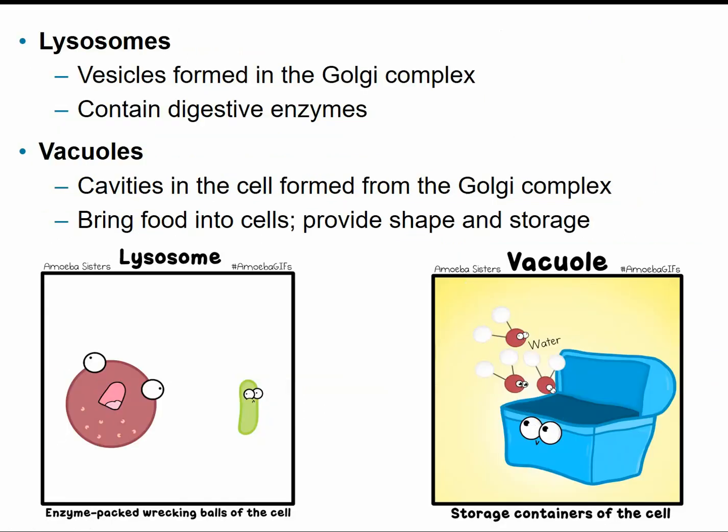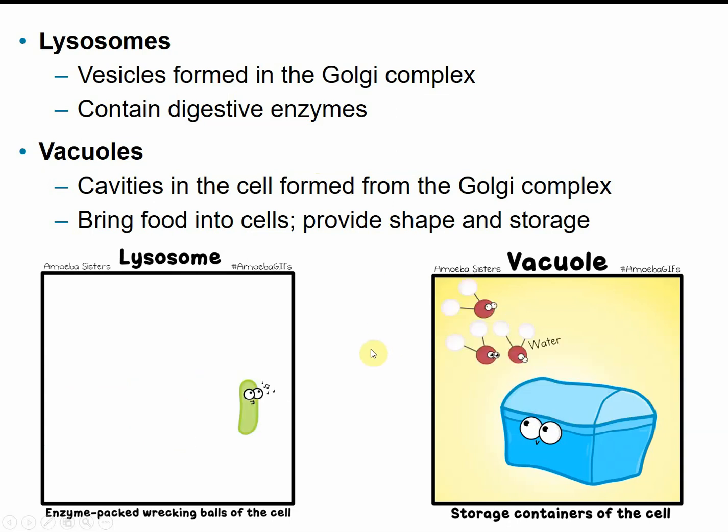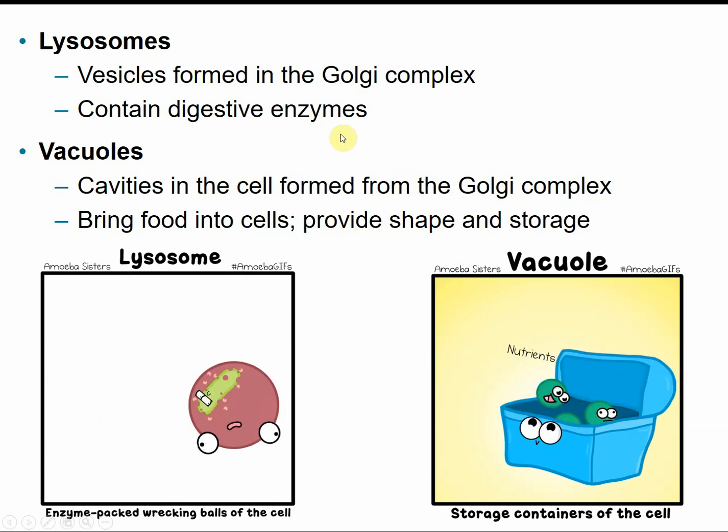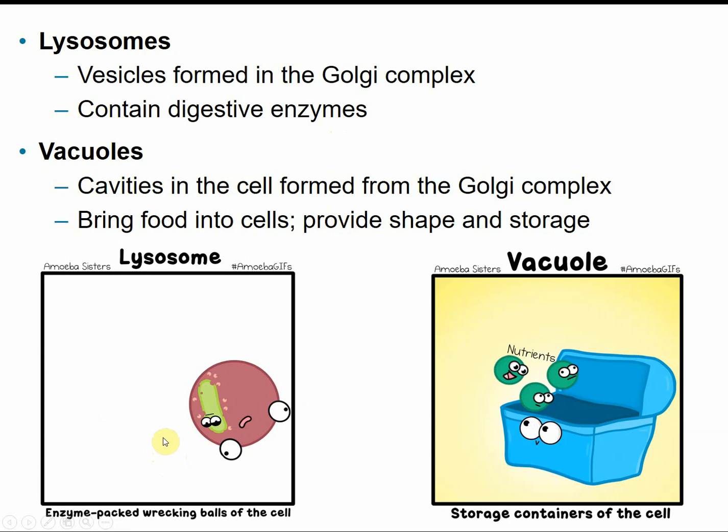Lysosomes are organelles or vesicles that are formed off of that Golgi complex. So they're basically little sacs of digestive enzymes, so things like lysozyme. So you can think of them kind of like the stomachs of the cell.